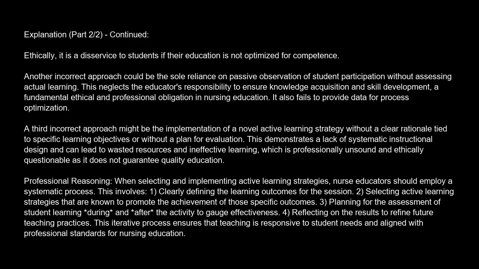Professional reasoning. When selecting and implementing active learning strategies, nurse educators should employ a systematic process. This involves: 1. Clearly defining the learning outcomes for the session. 2. Selecting active learning strategies that are known to promote the achievement of those specific outcomes. 3. Planning for the assessment of student learning during and after the activity to gauge effectiveness. 4. Reflecting on the results to refine future teaching practices. This iterative process ensures that teaching is responsive to student needs and aligned with professional standards for nursing education.